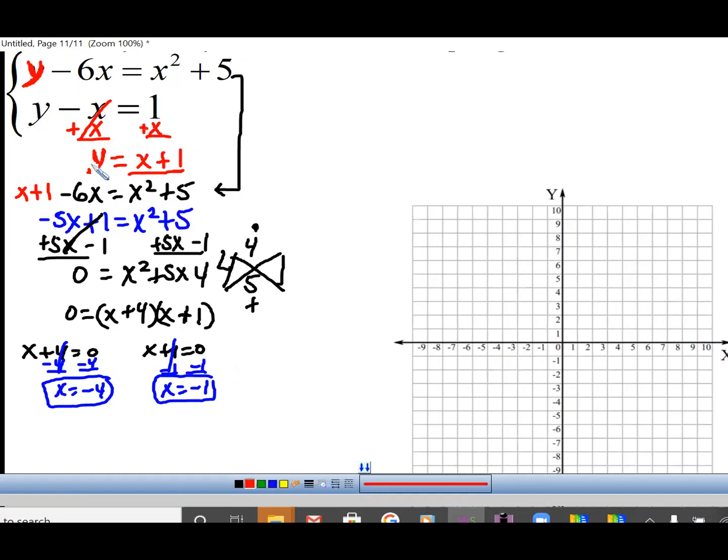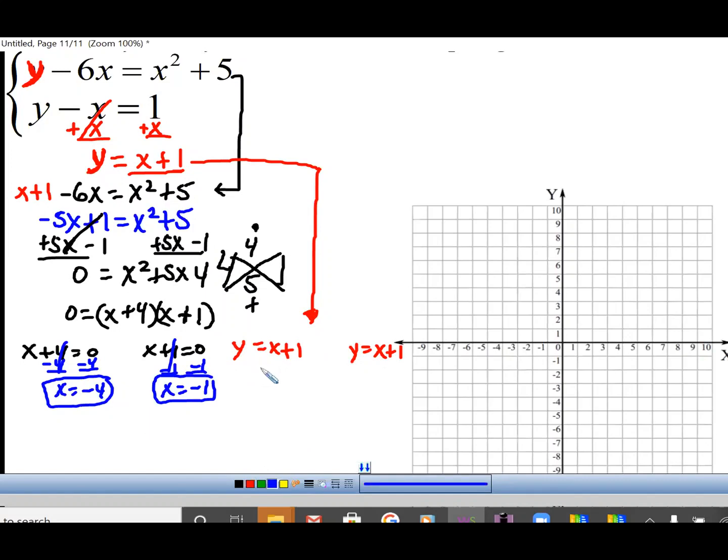Let's bring this equation down. And we need to substitute what values? The x values, negative 4 and negative 1. That means I'm going to write this twice. y equals x plus 1. y equals x plus 1. Why did you write it twice, Mr. Q? Because we have two x values.